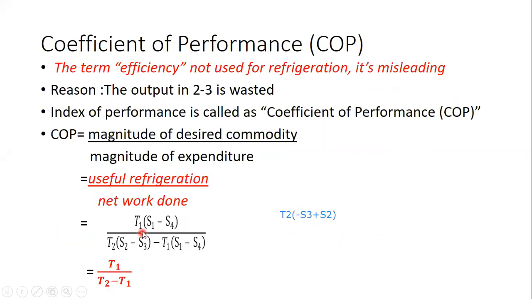So we can cancel out all these entropy terms. So whatever is remaining here, T1 by T2 minus T1, where T1 is the lower temperature in our refrigeration system, T2 is the higher temperature in our refrigeration system.